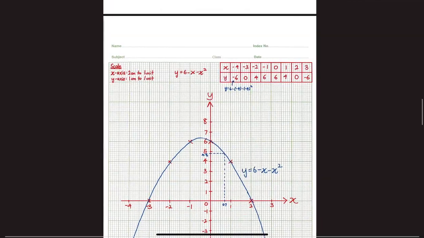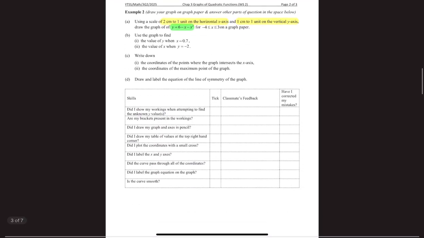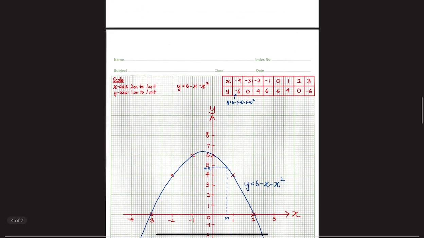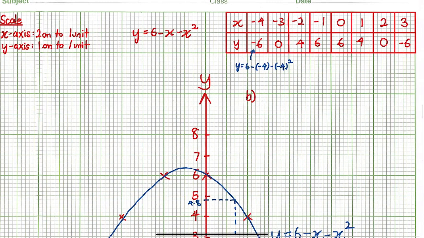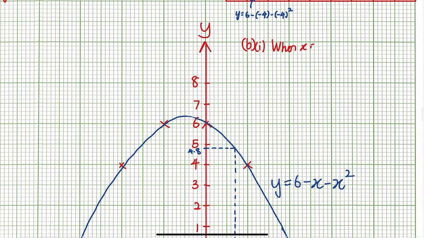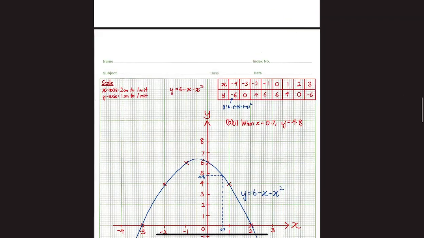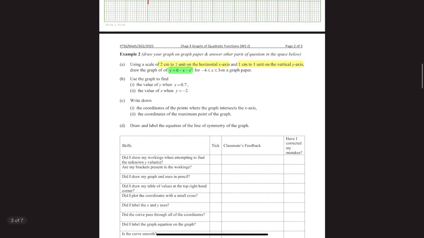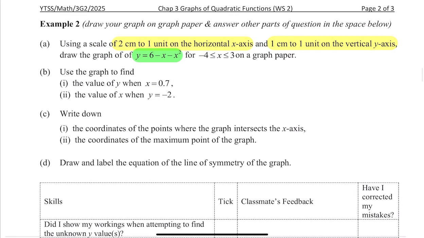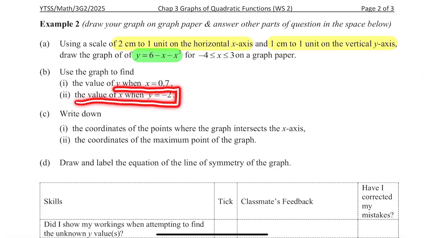So therefore, for example 2b, part 1, when x is equal to 0.7, y is equal to 4.8. Very simply, this is for part 1. Okay, then next one, part 2. Find the value of x when y equals negative 2.